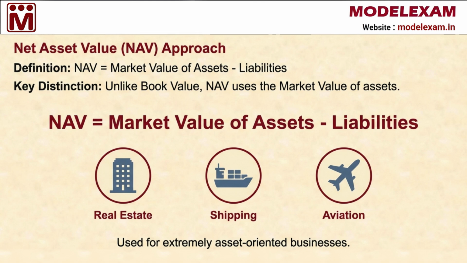Another approach used for specific industries is the net asset value or NAV approach. NAV equals the market value of assets minus liabilities. The key distinction here is that unlike book value, NAV uses the current market value of the assets. This method is used for businesses that are extremely asset oriented, such as real estate, shipping, and aviation, where the physical assets hold the real value.